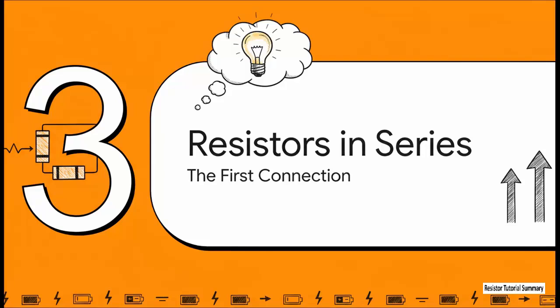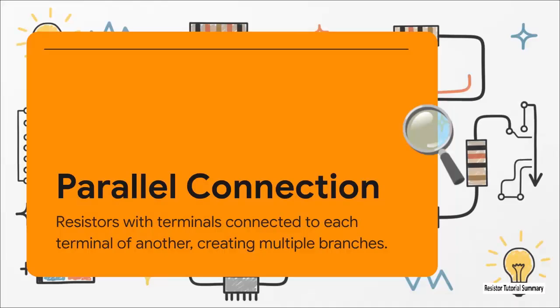But what happens when we give the current more than one path to follow? Well, that brings us to the other way of connecting them, in parallel. Now, instead of that single file line, I want you to imagine opening up new lanes on a highway. The current now has multiple paths or branches that it can take all at the same time.